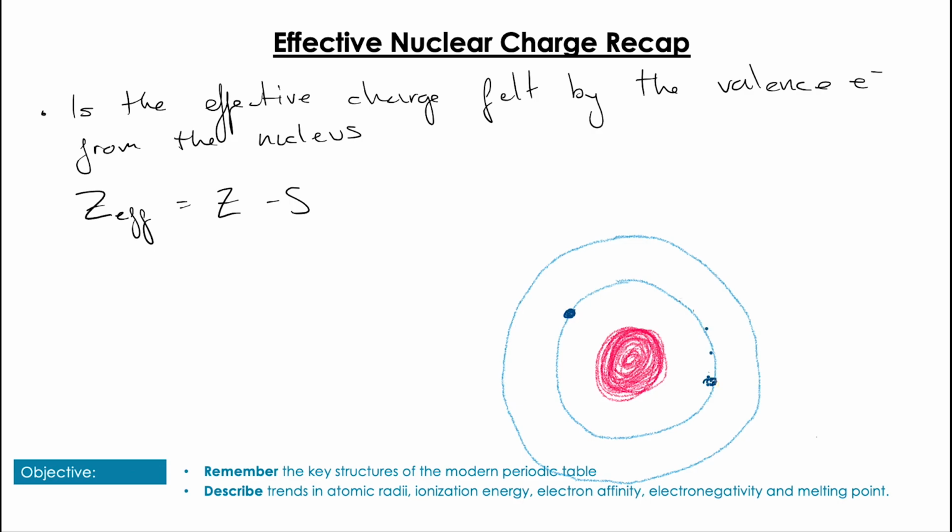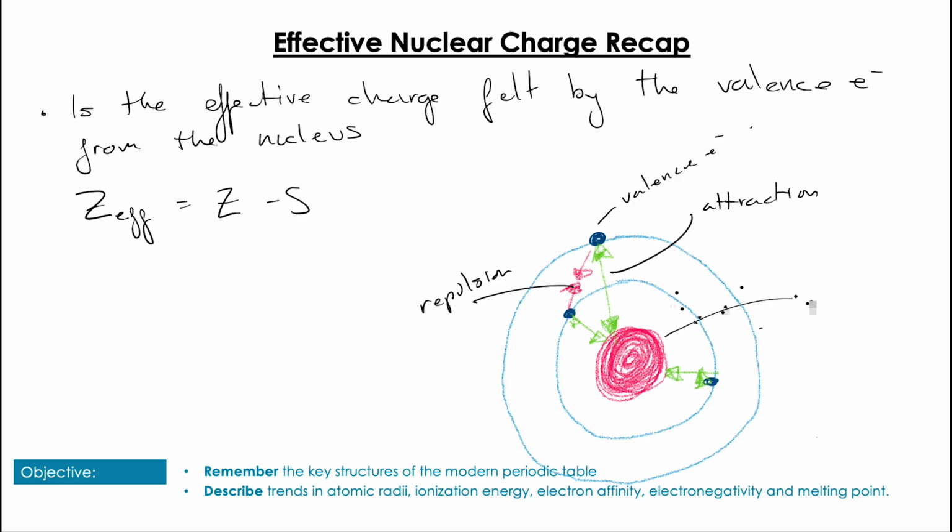We can envision this with 3 electrons here, 1 valence electron and 2 shielding electrons. We have attractions between all of the electrons and the nucleus, but we also have a repulsion between the shielding electrons and the valence electrons. So the balance between this attraction and repulsion is given by the equation for effective nuclear charge and helps us understand how tightly the nucleus is going to hold on to that outer electron.